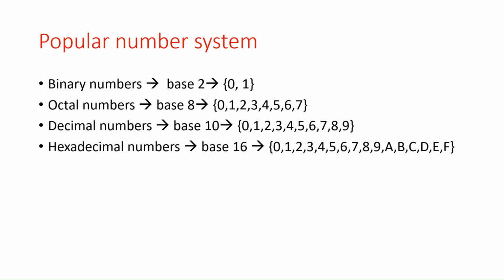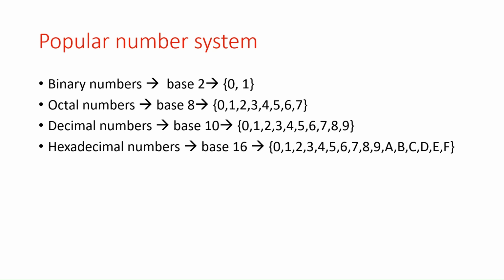Binary, octal, decimal and hexadecimal are the popular number systems. The binary number system is also called base 2. It has two unique digits, 0 and 1. The octal number system, or base 8, has 8 unique digits: 0, 1, 2, 3, 4, 5, 6, 7. The decimal number system, or base 10, has 10 unique digits: 0, 1, 2, 3, 4, 5, 6, 7, 8, 9.